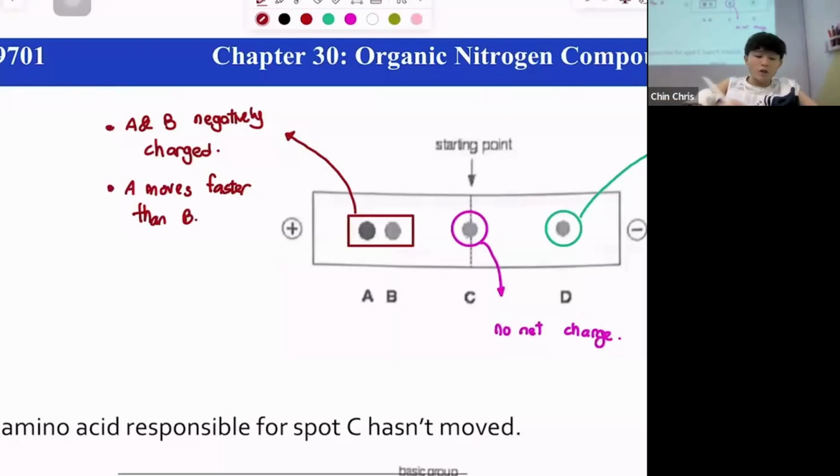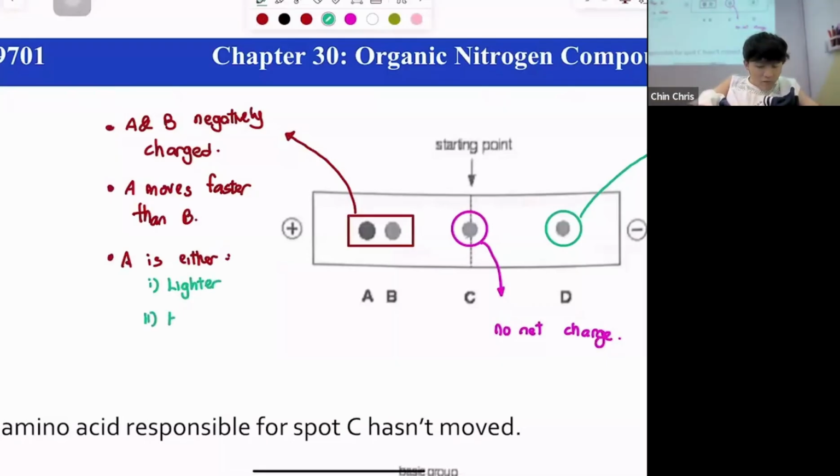Correct. So which means A is either lighter than B, correct? Or having a higher charge than B, right? Am I right?